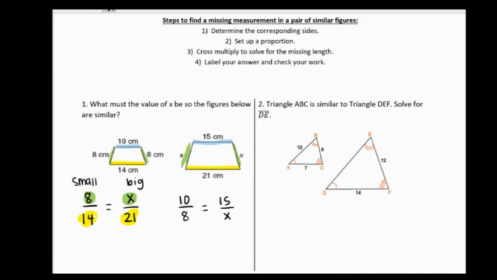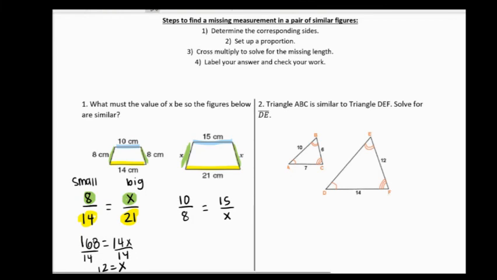So we have 8 times 21, which is 168, and 14 times x, which is 14x. So we'll divide both sides by 14 in order to get x by itself, and we'll be left with 12 equals x. So that's one of the ways we could have set it up.